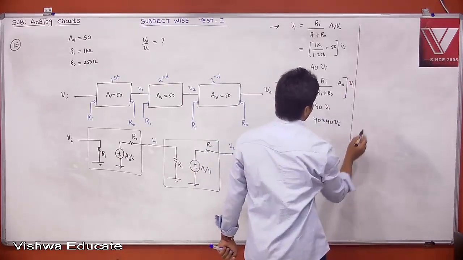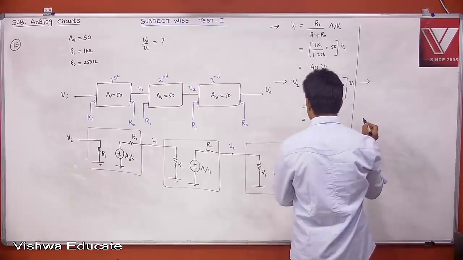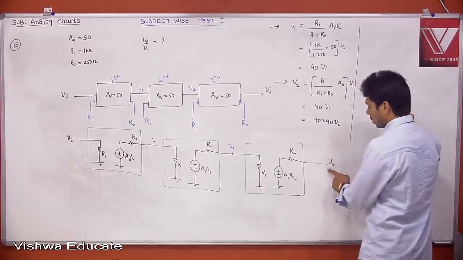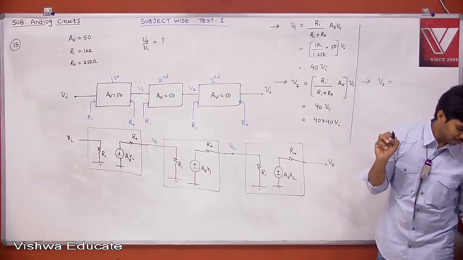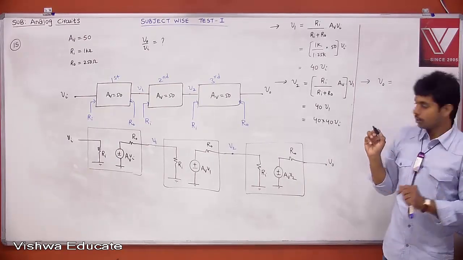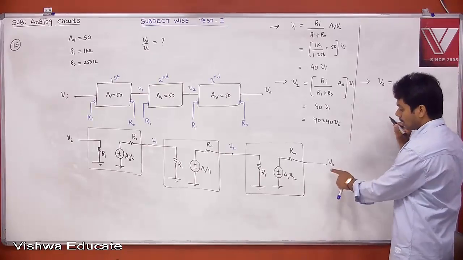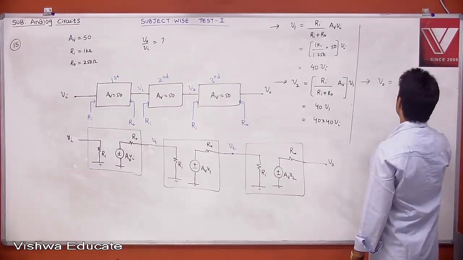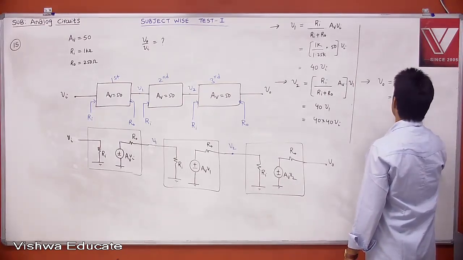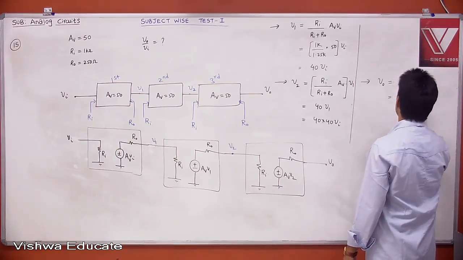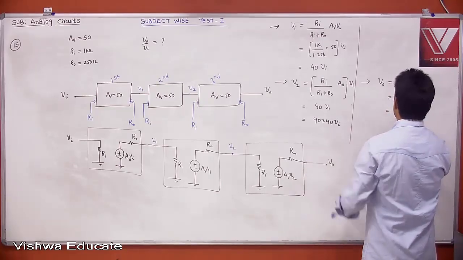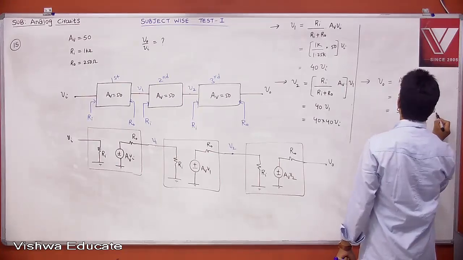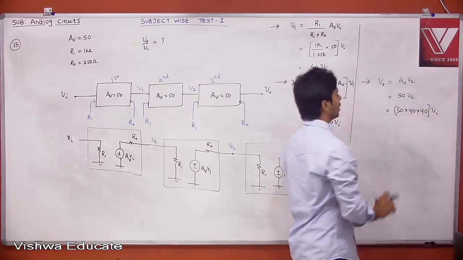Now the last step is what is your V0? Your V0 is, because there is no load, the problem is open circuit voltage gain. Open circuit means there is no load. No load means there is no current. Therefore V0 is AV into V2. What is AV? AV is 50 only, into V2. But we have seen V2 already. Therefore 50 into 40 into 40 into Vi. This is your effective gain.